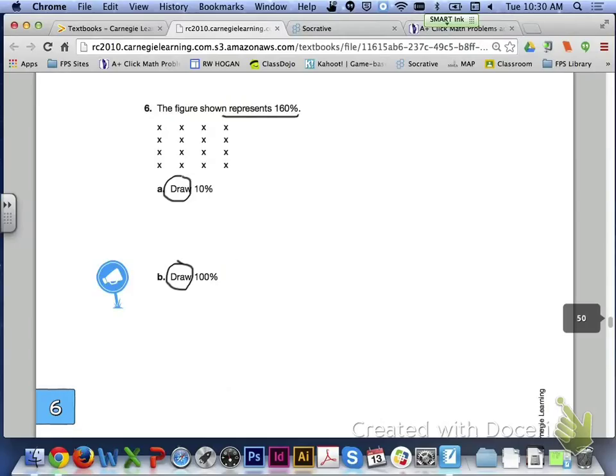And finally, let's take a look at number 6. It says the figure shown represents 160%. For letter A, they want you to draw 10%. And for letter B, they want you to draw 100%. So go ahead and do number 6, A and B.